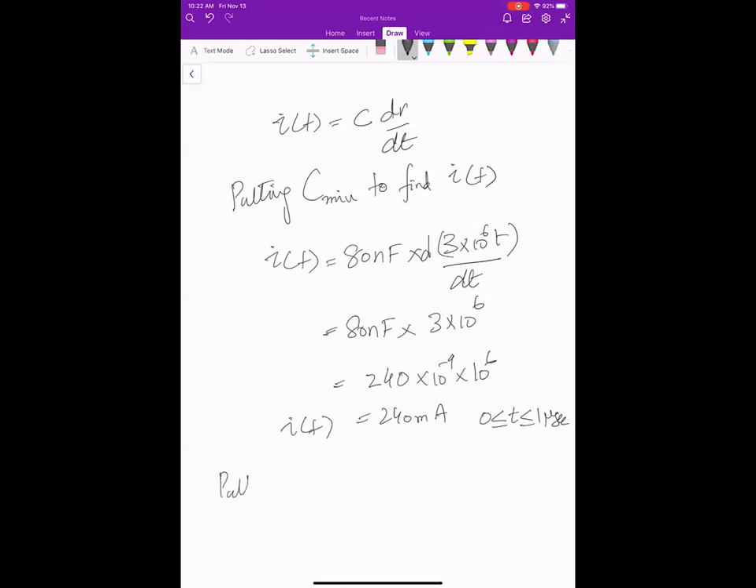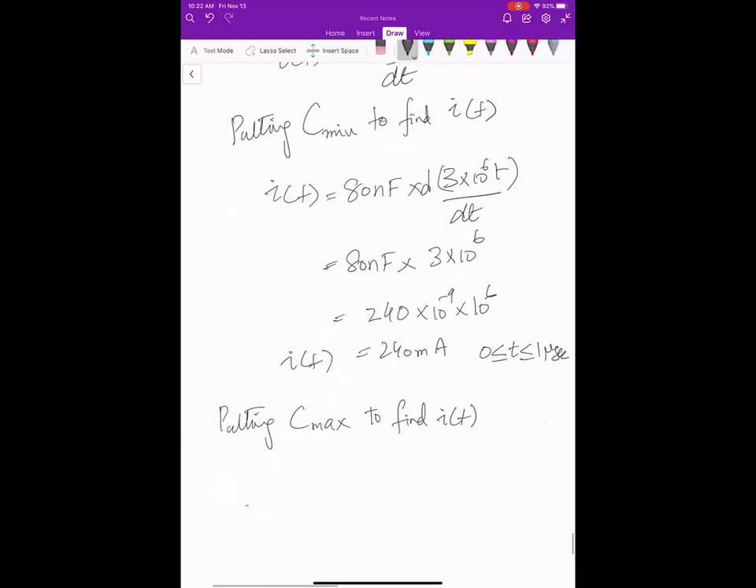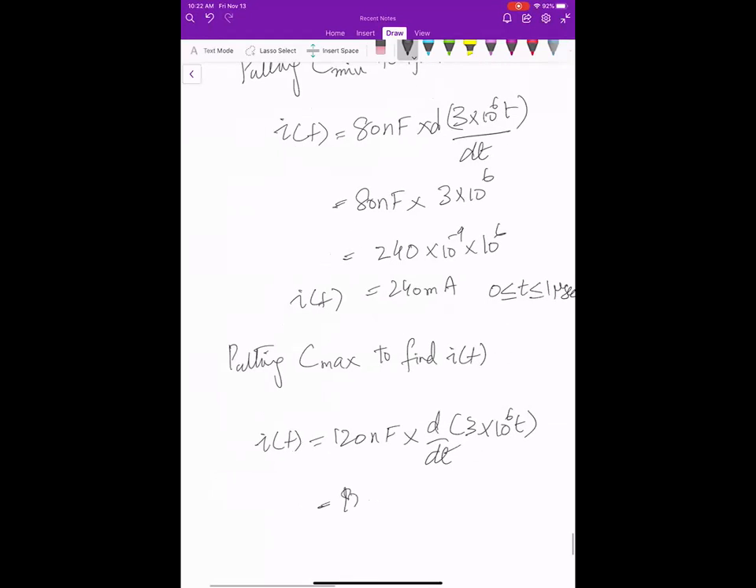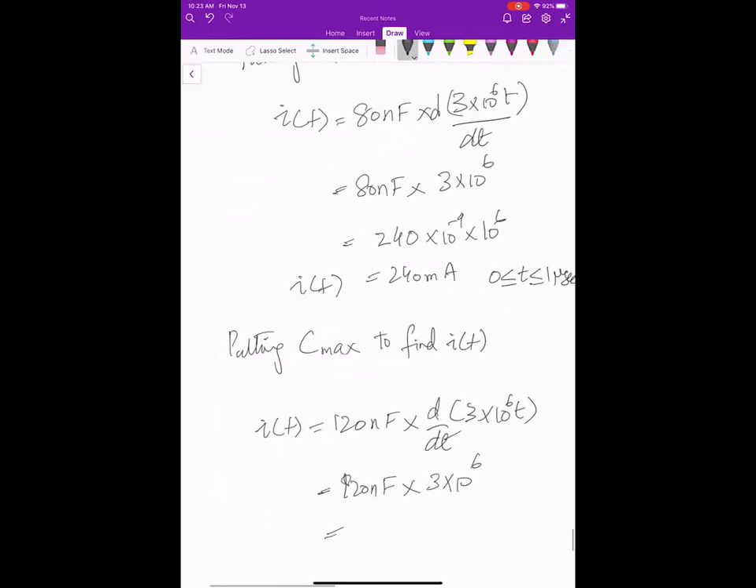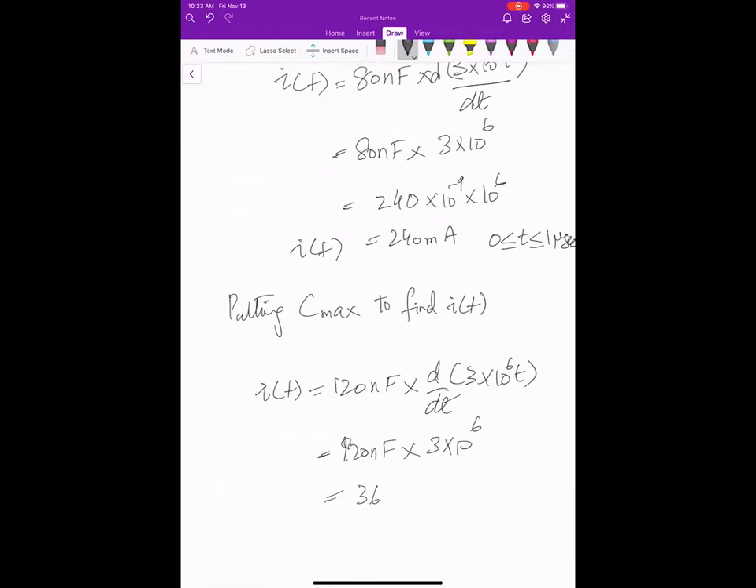And putting C max to find I of t, I of t is equal to 120 nanofarad into d over dt of 3 into 10 to the power 6 t, and it will give me 120 nanofarad into 3 into 10 to the power 6, which is 360 milliamps from 0 to 1 microsecond.